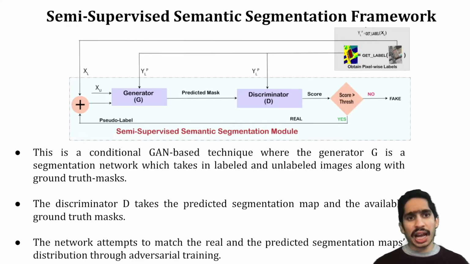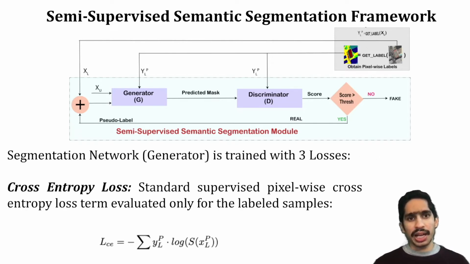This is a conditional GAN-based technique where the generator G is a segmentation network which takes in the labeled and unlabeled images along with the ground truth masks. The discriminator D takes the predicted segmentation map and the ground truth masks. The network attempts to match the real and the predicted segmentation maps distribution through adversarial training. The segmentation network S is trained with a combination of three losses.